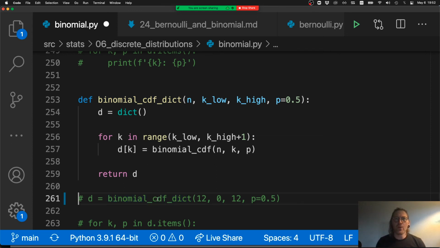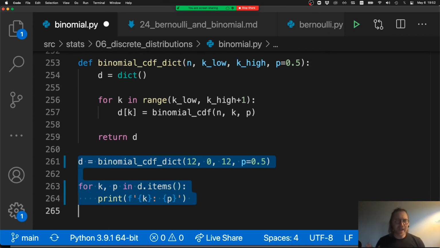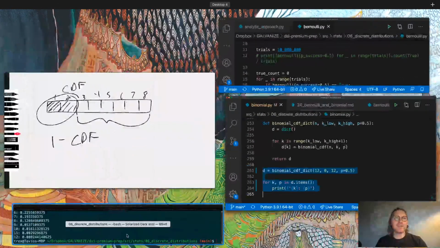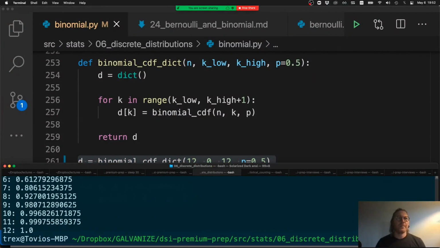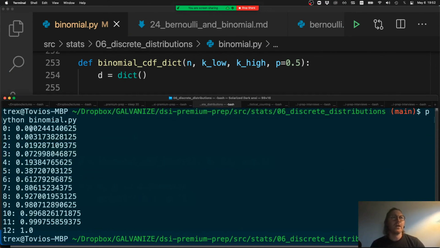So let me just throw those values in there. Same values. And I think it's nice to look at something like this because it really drives home the idea of the accumulation. Probability of just zero, probability of zero or one, probability of zero or one or two. And ultimately, the probability that we're going to get 12 or less successes in 12 trials, well, that's certain. If we get 0, 1, 2, 3, up to 12, it's certain we're going to get one of those. So it makes sense for the probability of 12 to be completely probable.